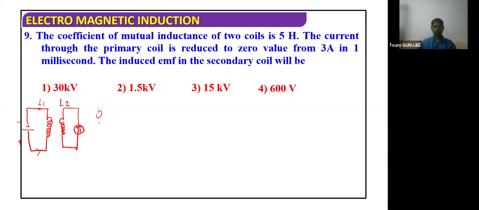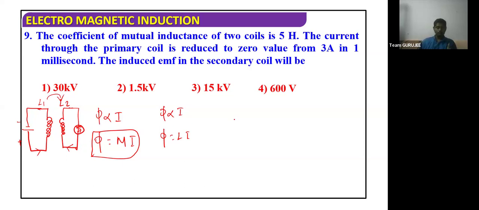Therefore, phi is directly proportional to I. In self-inductance, we use the constant value L, but in mutual inductance we use M instead. In self-inductance, we use the formula phi is equal to L into I. Mutual inductance is the current flowing through one coil produces magnetic flux. We change the magnetic flux in coil L1, it affects coil L2. The induced EMF is produced in coil 2 also. This is the induced EMF in mutual inductance.